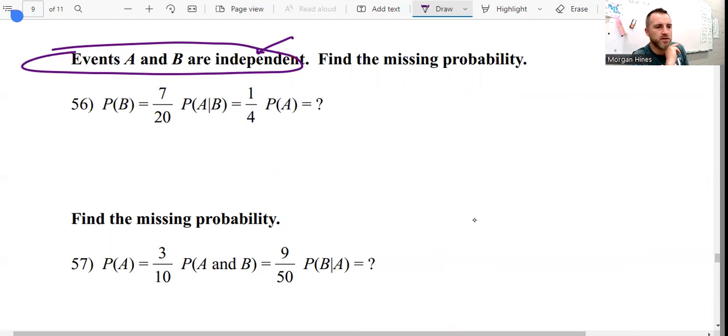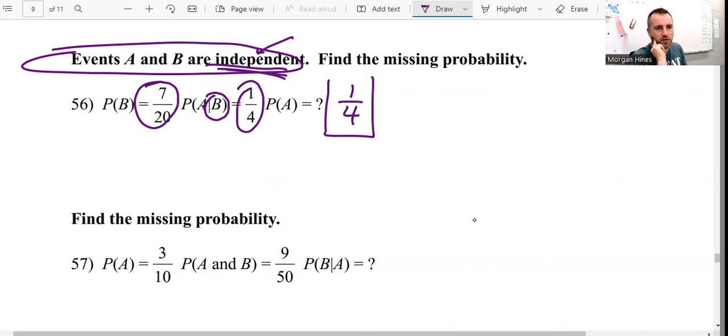It tells us the probability that B happens is 7 out of 20. The probability that A happens after B happens is 1 out of 4. So what's the probability that A is going to happen? Well, they just told us that they're independent, which means given that B happens, there's a 1 in 4 chance that A happens. Well, who cares if B happens because B and A are independent of one another. So there's just a 1 in 4 chance that A is going to happen, whether B has happened or not.